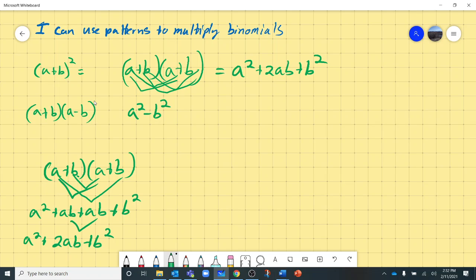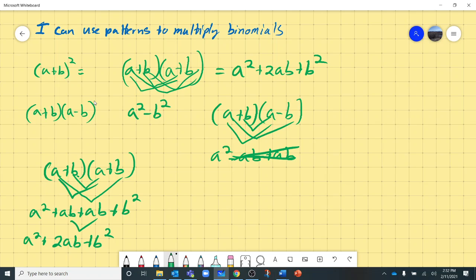For a plus b times a minus b, let's multiply that out. A plus b times a minus b, we get a times a, that's a squared. A times negative b is minus ab. B times a is positive ab, so those cancel, which is nice. And then b times negative b is negative b squared. So we have a squared minus b squared.